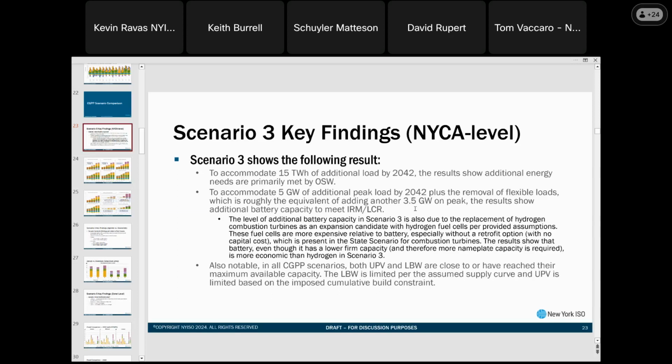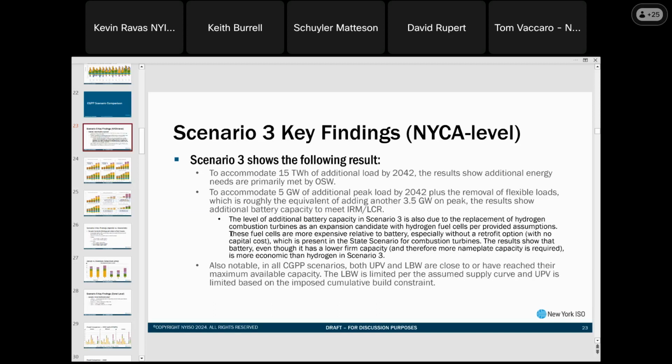And the results are showing an additional amount of battery capacity. And the reason the peak numbers are important is because it has an impact on the IRM and the LCR. So the amount of capacity that we need statewide and we also need in local regions downstate. So that's one piece that's happening that's driving additional resources.